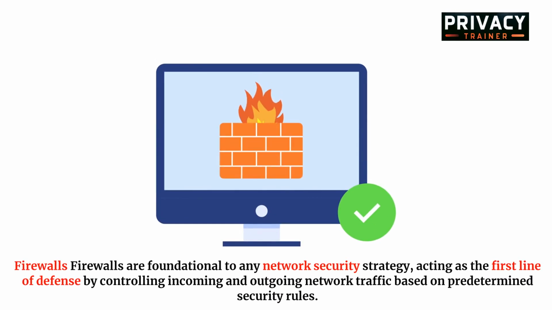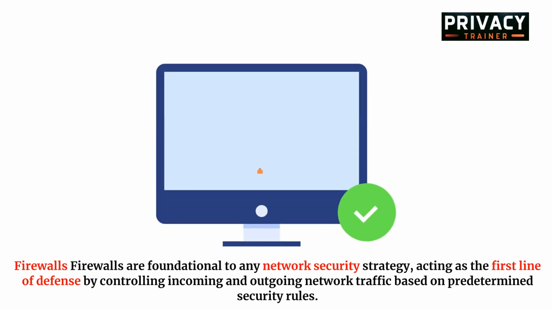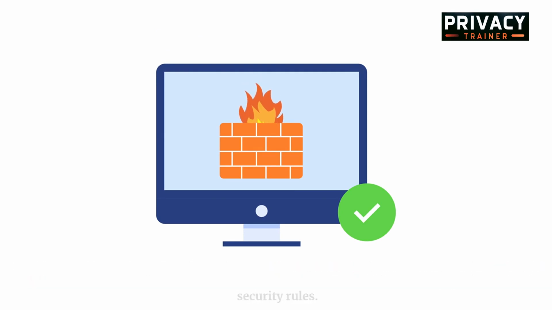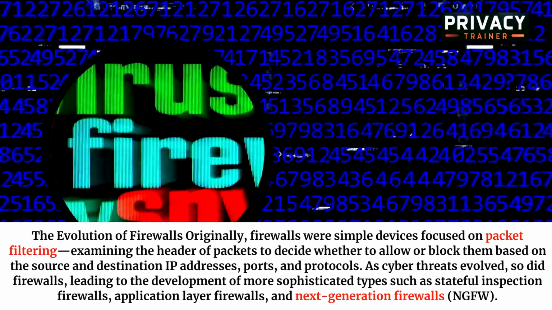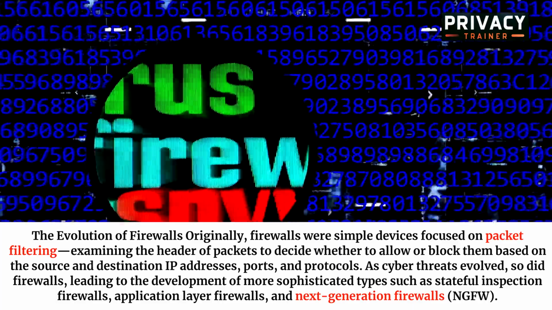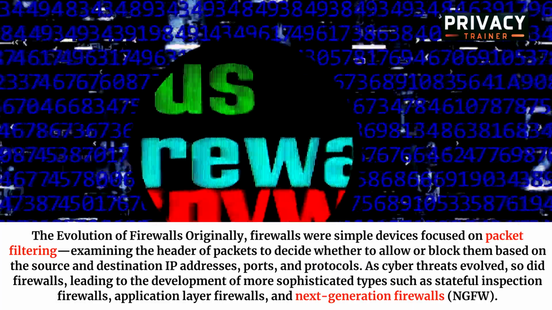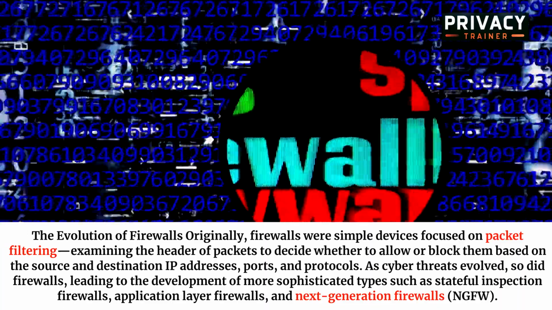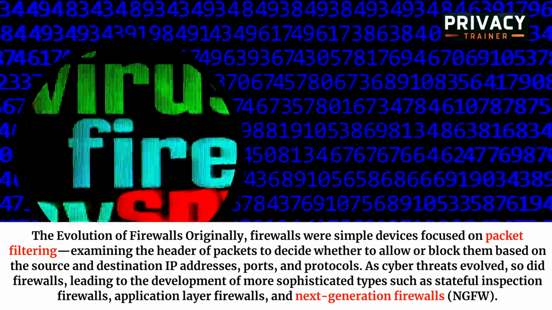Firewalls are foundational to any network security strategy, acting as the first line of defense by controlling incoming and outgoing network traffic based on predetermined security rules. The evolution of firewalls. Originally, firewalls were simple devices focused on packet filtering, examining the header of packets to decide whether to allow or block them based on the source and destination IP addresses, ports, and protocols.